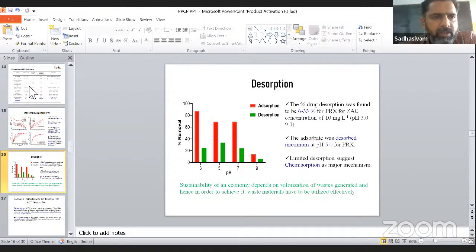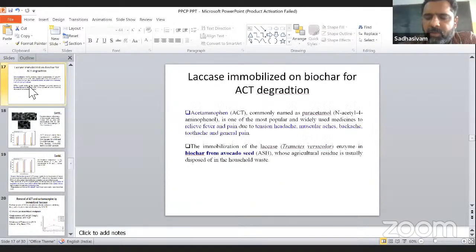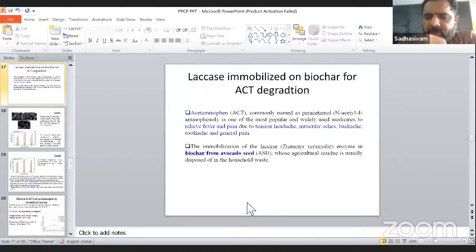The next one is biochar preparation. Biomass, carbon from biomass, and biochar are slightly different. So here the idea is, I think you all know the butter fruit or avocado, where after opening up the fruit, you will find a humongous seed in it. The seed is no longer useful after taking the pulp from the fruit. So the same seed could also be carbonized to make a biochar, and using that biochar, we can immobilize the enzyme laccase for the degradation of acetaminophen.